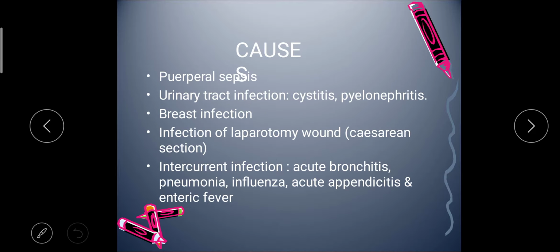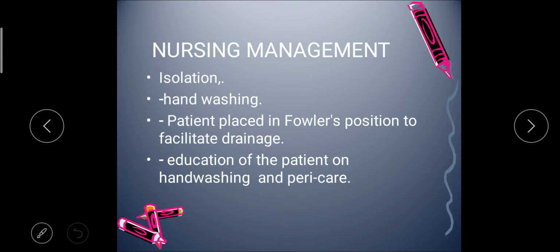Causes. The first cause is puerperal sepsis. Obviously, if there is an infection, there is a fever. Then urinary tract infection, cystitis, pyelonephritis, breast infection, infection of laparotomy wound and cesarean section, and intercurrent infection like acute bronchitis or pneumonia or influenza or acute appendicitis or enteric fever. These are some causes of getting puerperal pyrexia.